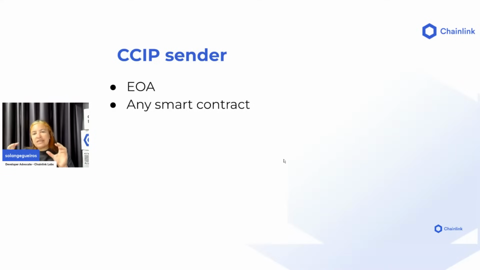Now you know what kind of message we can have, but we must also understand who the sender is, who can send the transaction on the source blockchain. We have two kinds of sender. We can have an EOA. We didn't talk explicitly about this, but it is an externally owned account. This is your account, the account that you created on MetaMask. Or the sender can be any smart contract.